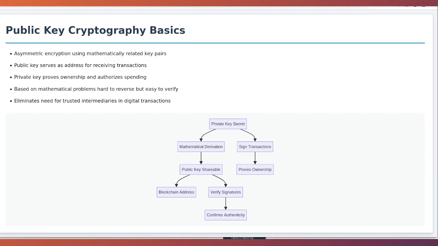For example, multiplying two large prime numbers is easy, but factoring the result back into those primes is so computationally intensive that it would take even the world's most powerful supercomputer millions of years to solve. This mathematical asymmetry is what makes public key cryptography secure. You can freely share your public key with the world, and even if someone knows your public key, they cannot derive your private key from it.